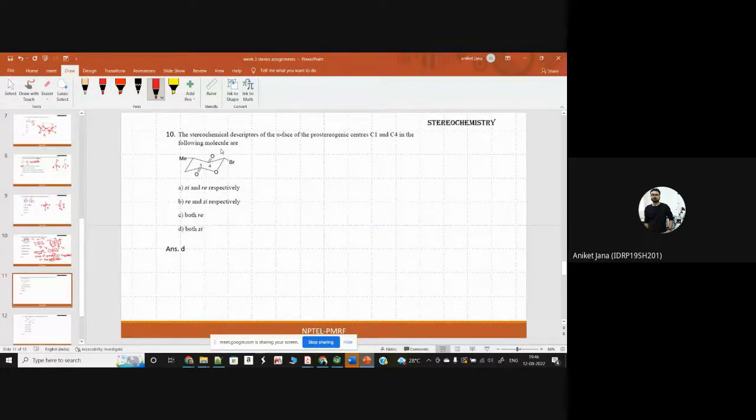So now tell me, which one is the right answer? You know the alpha plane. Which one is the alpha plane? So let's first discuss the re and si face. Do you know what re or si face means?